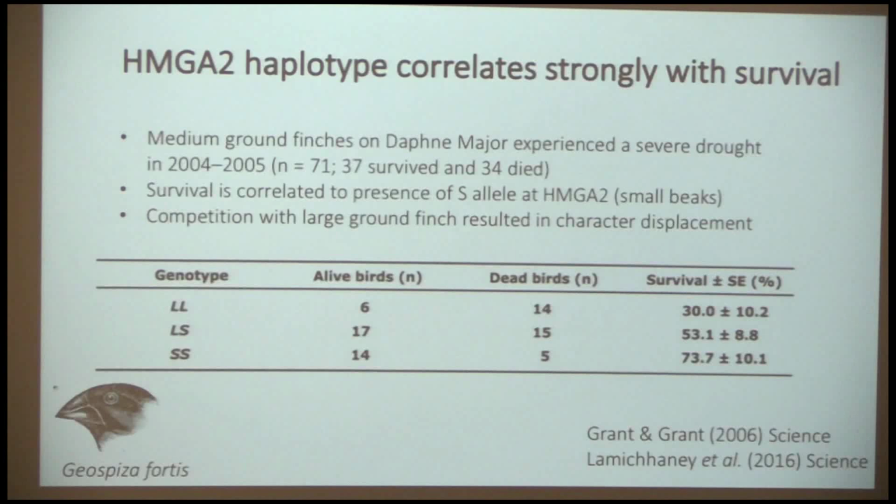And so what we could do is to genotype the birds that survived and the ones that died during that drought. And what we could find is that there's a very strong correlation between the genotype at this HMGA2 region, which correlates strongly with the beak size and the survival. So it seems like, because of the competition with the large ground finch, which has a larger beak, they shifted their beak to a smaller one to be able to take advantage of a new food source, and that this is very strongly correlated with the genotype at this locus.